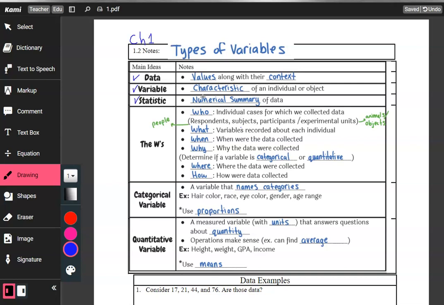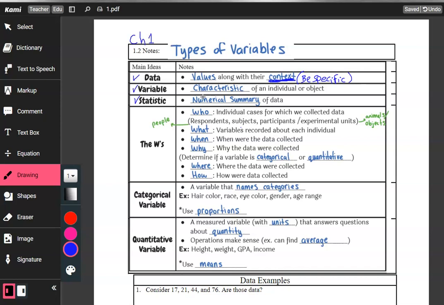So we see here that for data, this is values along with their context. Again, this is going to be a very important idea in stats, that no matter what type of problems we're doing, we always want to include the context. Or maybe you might hear me telling you to be specific in your responses.